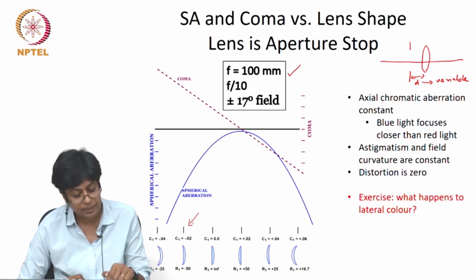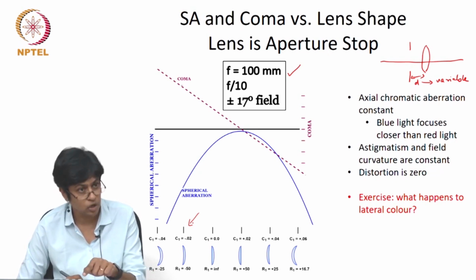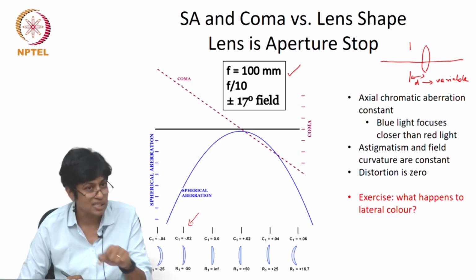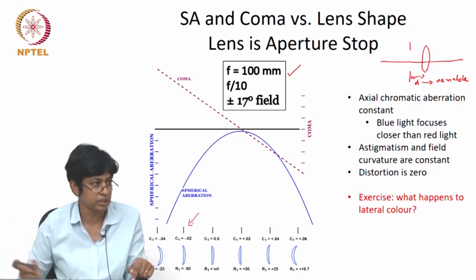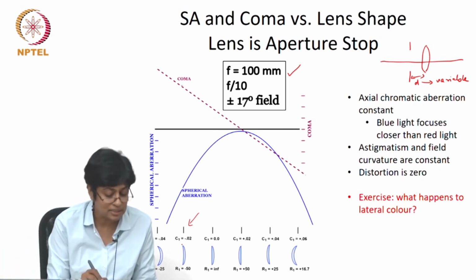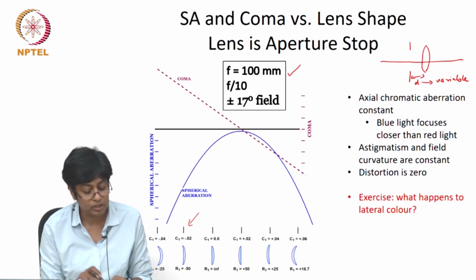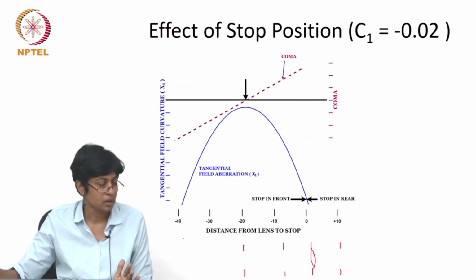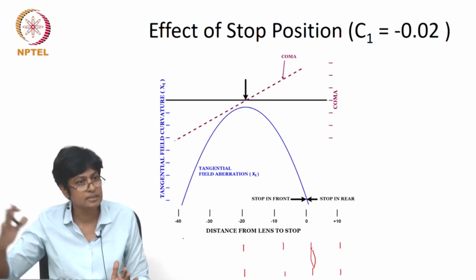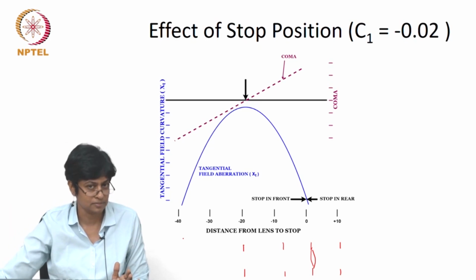We have picked the case where the coma is not 0. We have not picked the zero case because we want to start out with some value of coma to see how it gets affected by moving the stop around. So we are taking this case. All the other parameters of the system are the same: focal length, speed, field of view. But we have taken this shape and we are moving the stop before the lens, at the lens, after the lens, and for every case plotting the aberrations.